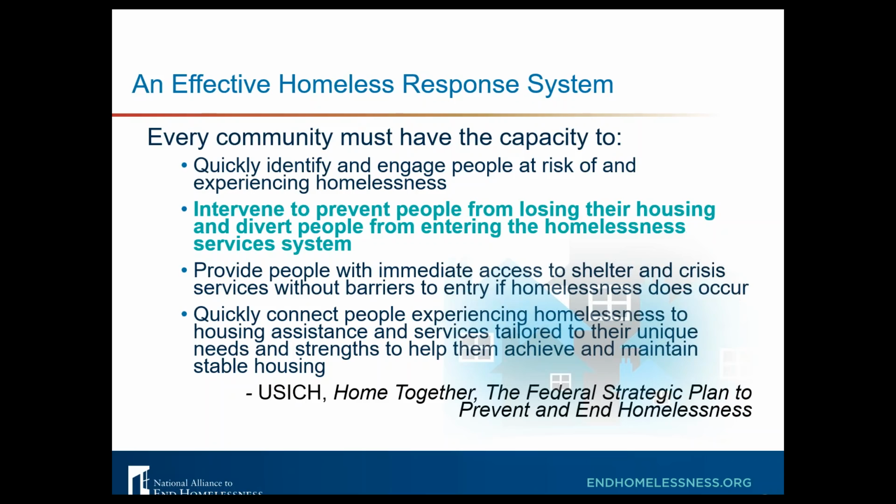A successful system that is preventing and ending homelessness does have the capacity to do these things. The system should quickly identify and engage people at risk of and experiencing homelessness, should intervene to prevent people from losing their housing and divert people from entering the homelessness services system, which we will be talking about today. Systems should provide people with immediate access to shelter and crisis services without barriers to entry if homelessness does indeed occur. And the system should quickly connect people experiencing homelessness to housing assistance and services tailored to their unique needs and strengths to help them achieve and maintain stable housing. Again, that plan is on the USICH website, and I definitely encourage folks to take a look at it if they haven't already read it.